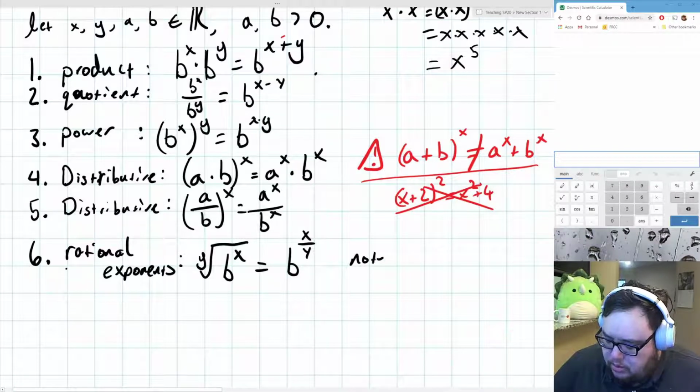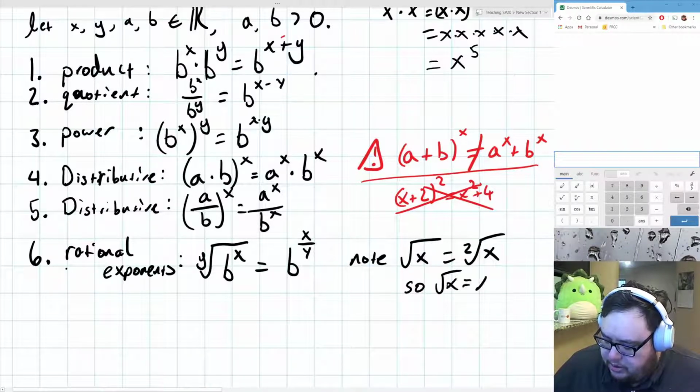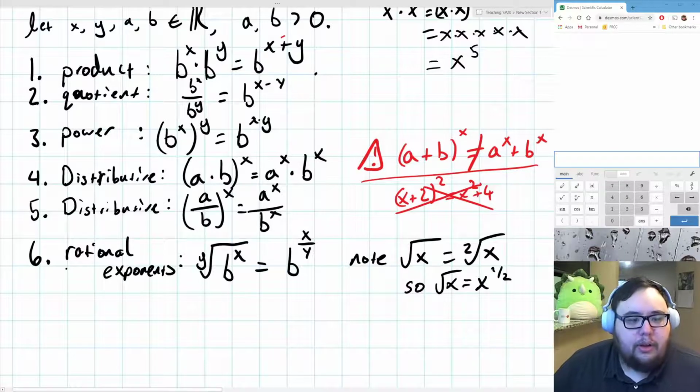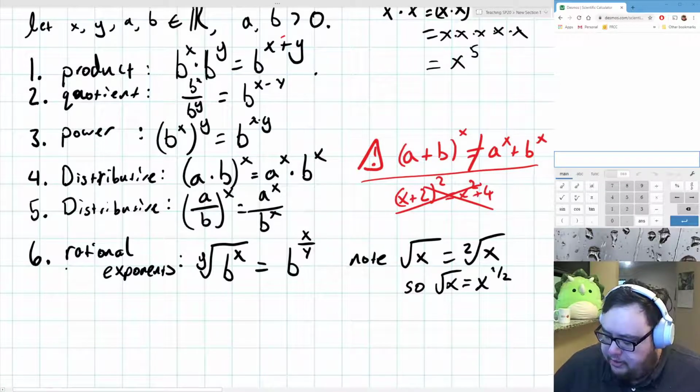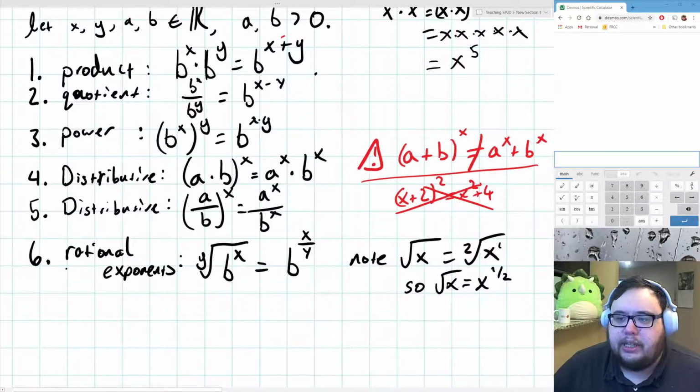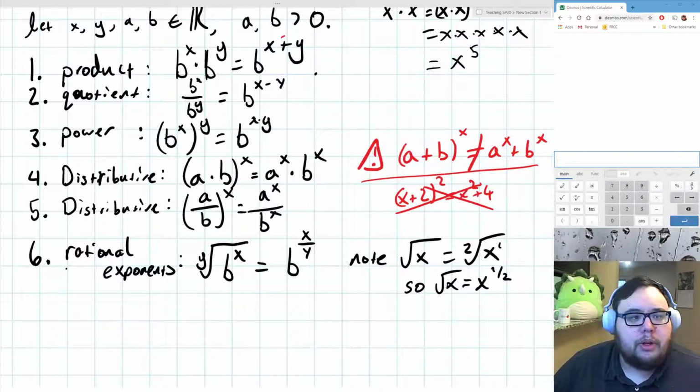Note the square root of x is the second root of x. So square root of x is equal to x to the 1/2 power. X secretly has a first power on it. Anything that doesn't have a power secretly has a first power on it. Any root that doesn't have a number is assumed to be a square root, the second root.